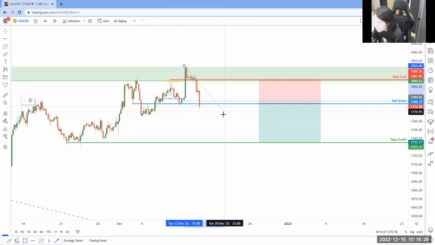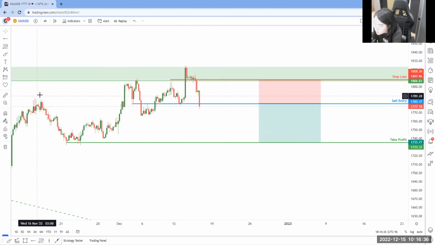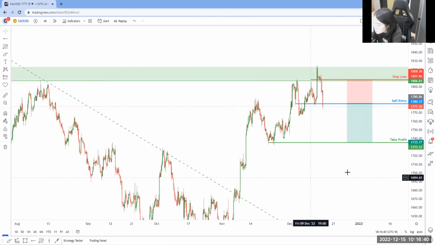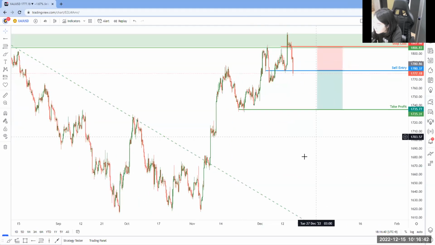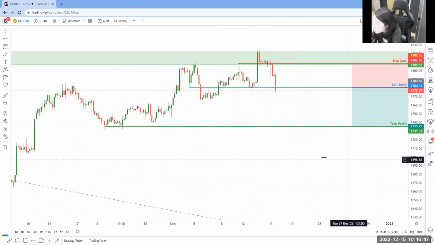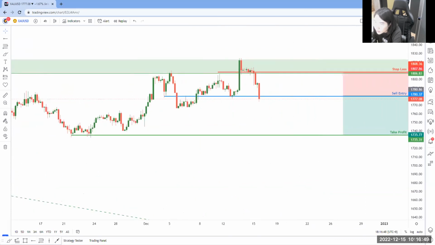Okay, this is not a complete move, so it's very hard to measure where exactly gold is gonna come back to. Okay, let me try to measure in a different way. There are no very clear levels for gold. That's totally fine.